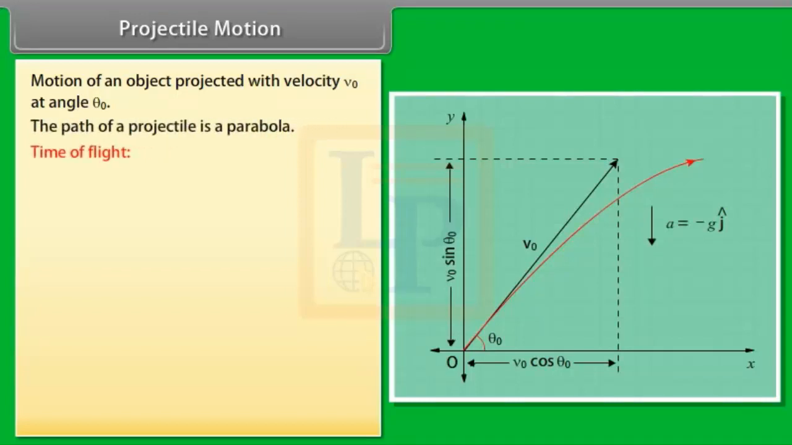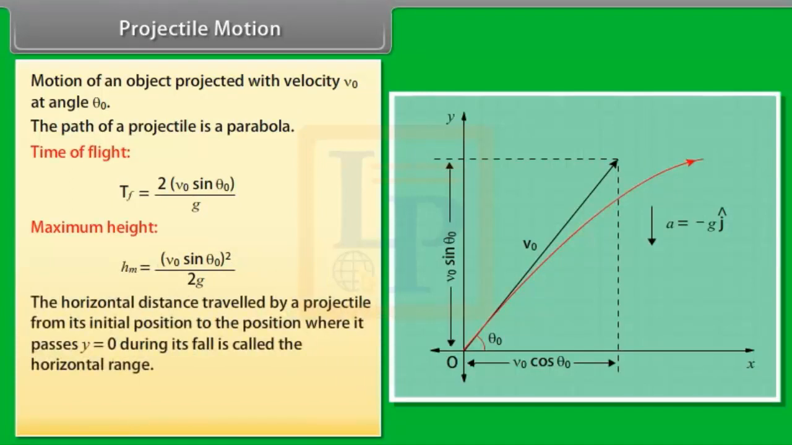Time of flight of projectile is Tf equal to 2 v naught sin theta naught divided by g. Maximum height of a projectile is Hm equal to (v naught sin theta naught) square divided by 2g. The horizontal distance travelled by a projectile from its initial position to the position where it passes y equal to 0 during its fall is called the horizontal range. Horizontal range of projectile is given by v naught square times sin 2 theta naught divided by g.